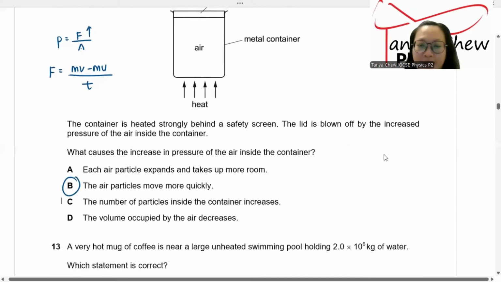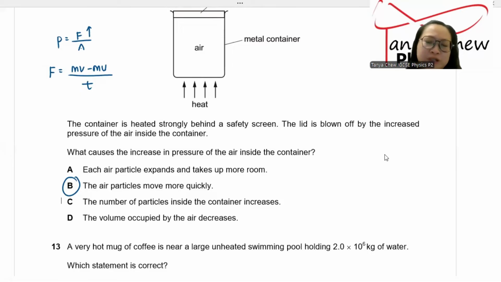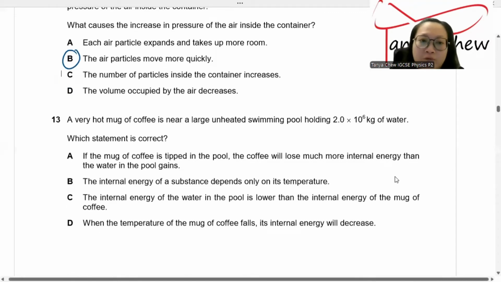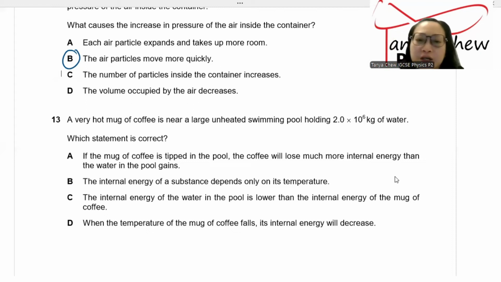So remember that when anything is being heated, the temperature will increase. The temperature is related to kinetic energy, and the kinetic energy is related to speed. Now, question number 13. A very hot mug of coffee is near a large unheated swimming pool holding 2 times 10 to the power 6 kilogram of water. Which statement is correct?